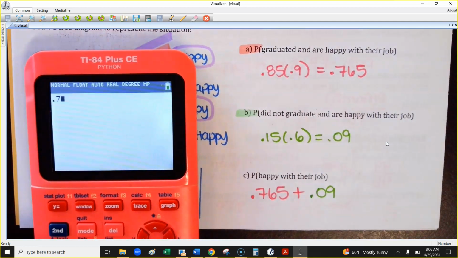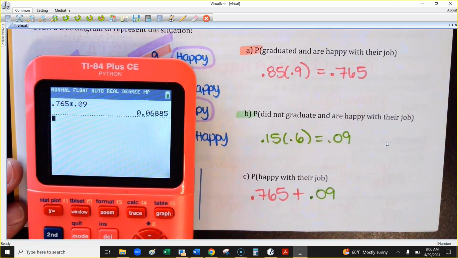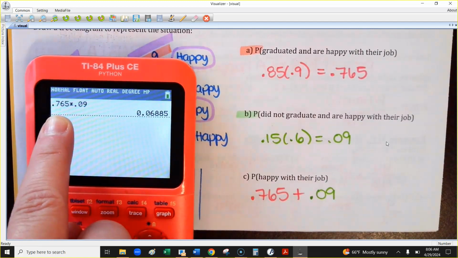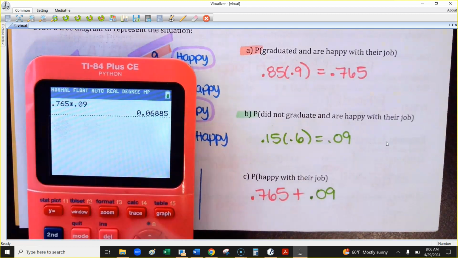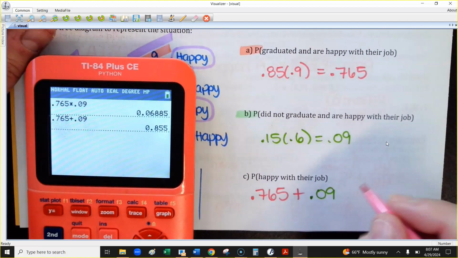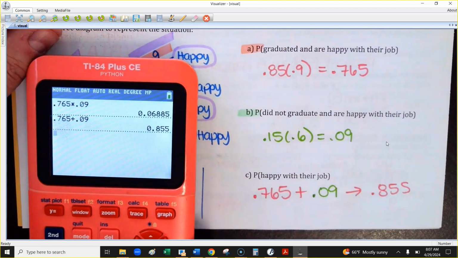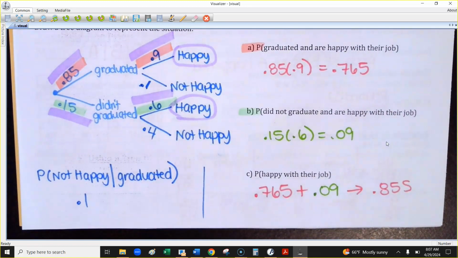I'm going to show you. If you multiply them, that changes the probability down, right? The number of people in this table that are happy with their job that graduated was 76.5%. You've got 9% more that are happy that didn't. So you actually want to add them together. Don't multiply them, because that makes the probability lower. This would be 0.855 if we add these together. Okay, is anybody having a question?